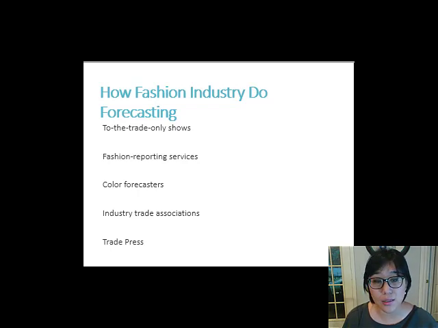In this chapter, we learned what forecasting is by looking into the various characteristics of fashion, and understanding how trend forecasting is done in real life.